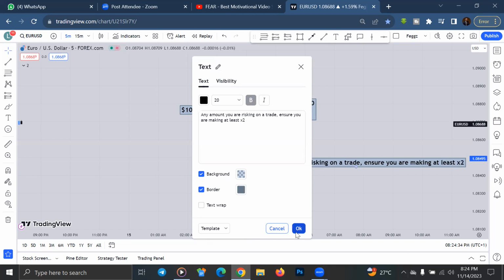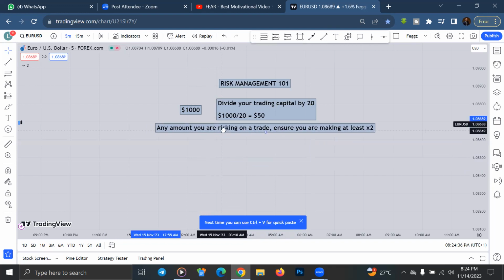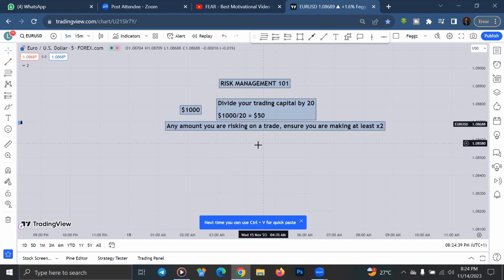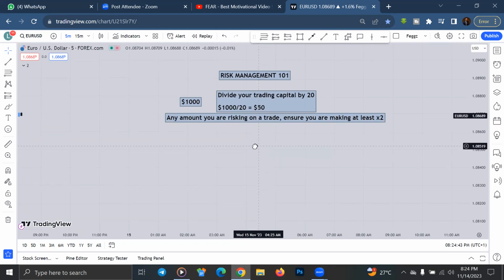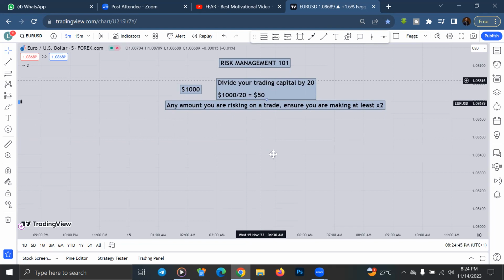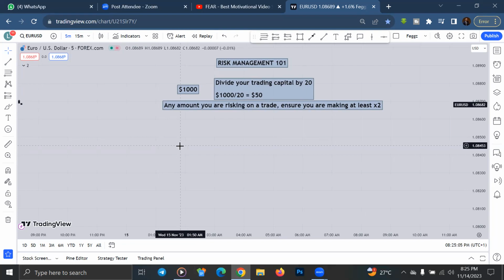So what am I trying to say here? If I am risking $50 on any trade, and we are going to be risking $50 in all our trades, what this means is that when I risk $50, in my head I should already know that if this trade goes against me, the only thing I will lose is $50. But if I win this trade, I'm going to make 50 times 2, $100.